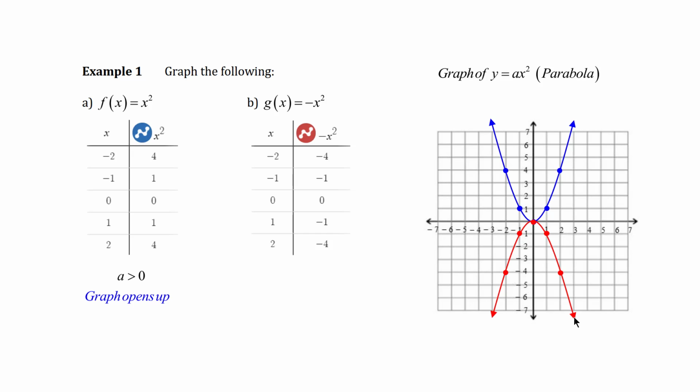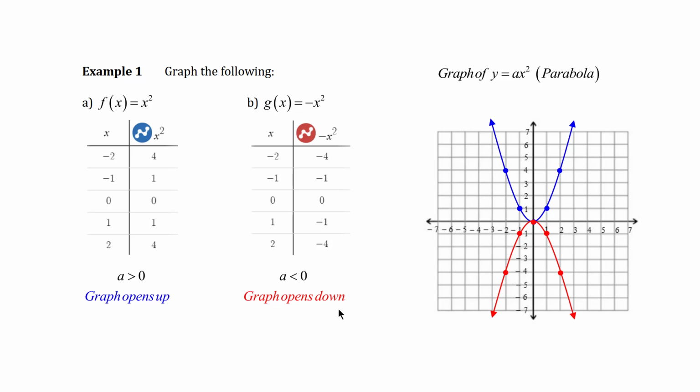You could see here that this parabola is the same shape as f of x, except that it's facing downward. This is facing downward because the value for a is -1. Whenever we have a negative value for a, or a is less than 0, our parabola will open downward.